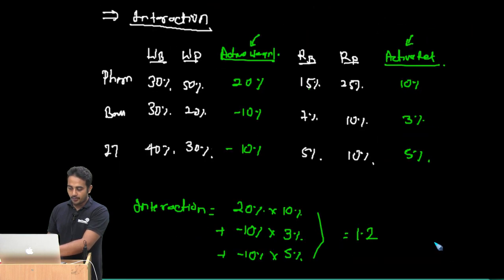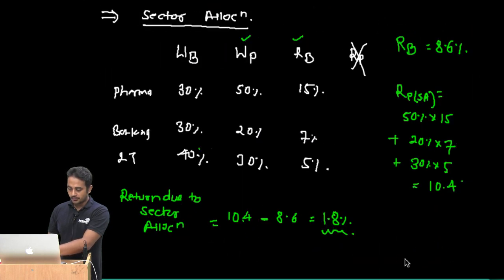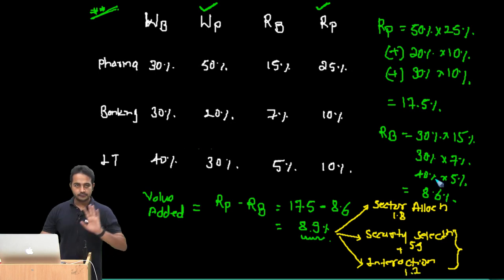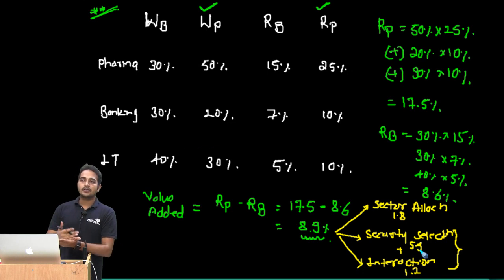And the interaction component was positive 1.2. Please add up the three numbers. So take a total of these three components, 1.8 plus 5.9 plus 1.2. Is it matching up with 8.9? Yes.